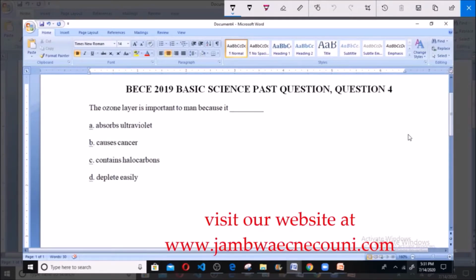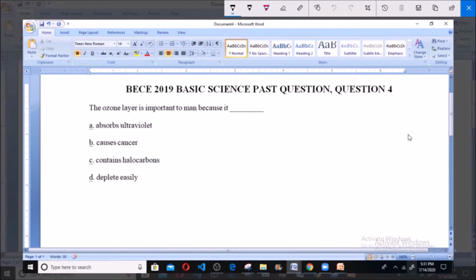Now I want us to understand that the ozone layer is a layer in the atmosphere that is there to help protect humans from certain adverse effects of ultraviolet rays such as the sun. Now A says absorb ultraviolet rays. Now the sun itself is an ultraviolet ray, and these ultraviolet rays are harmful to humans. So this ozone layer helps to do what? Absorb these ultraviolet rays.